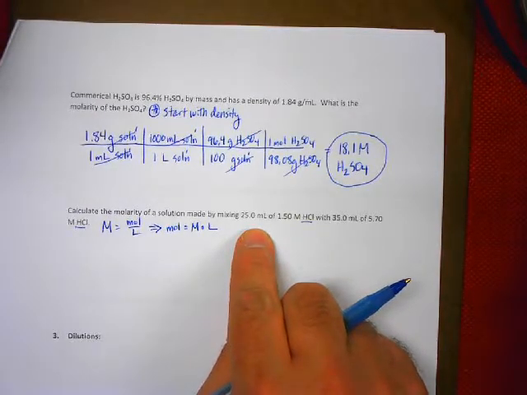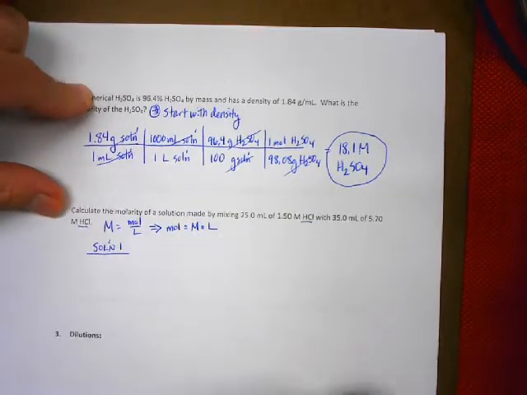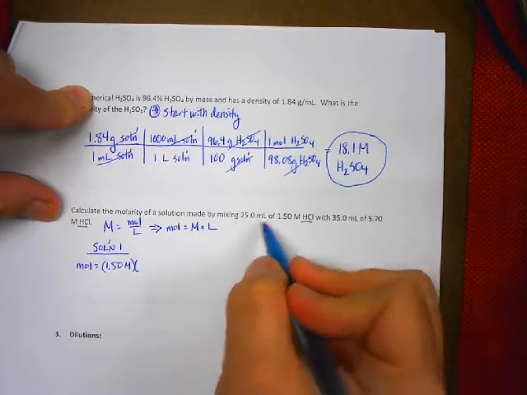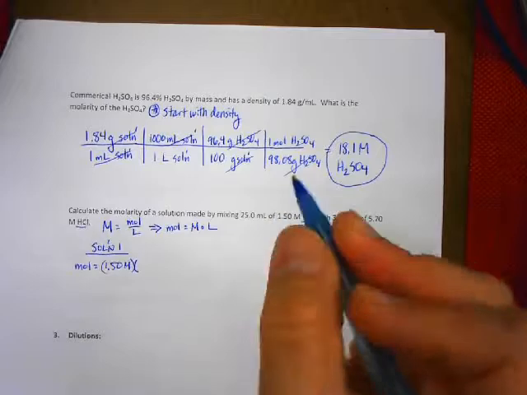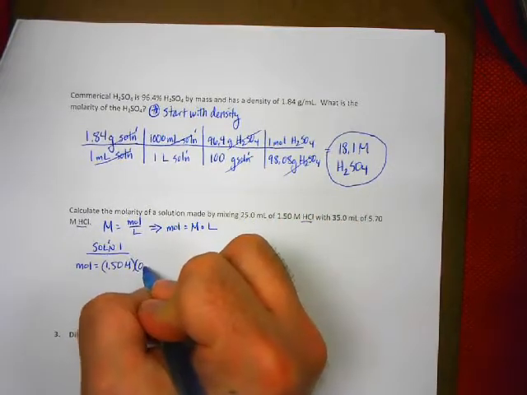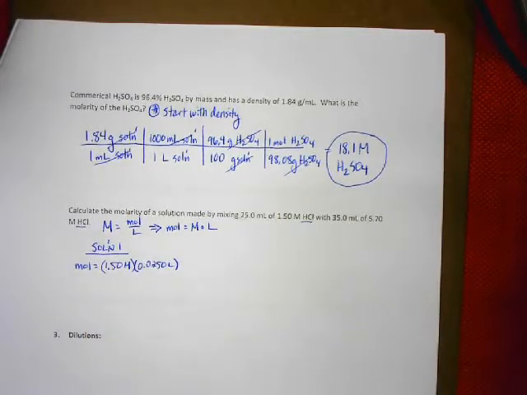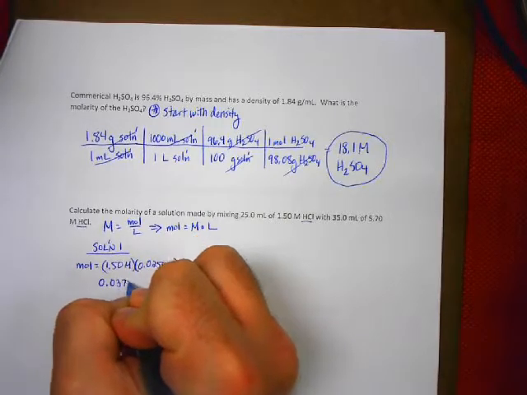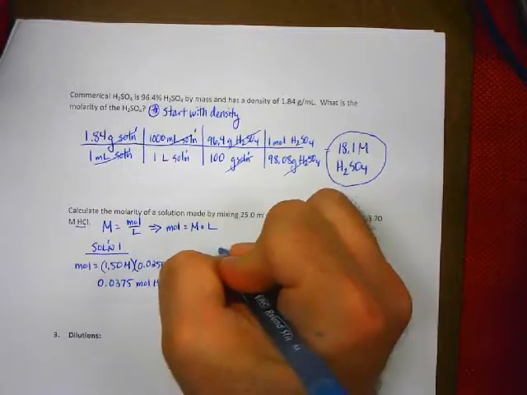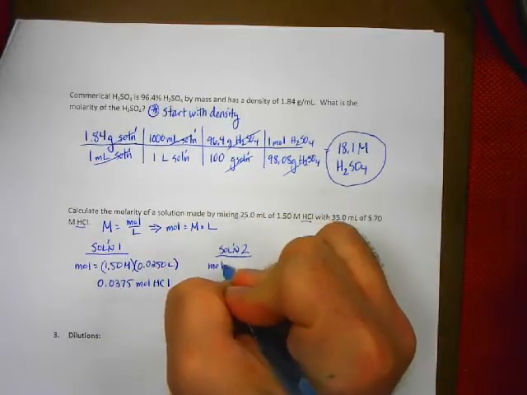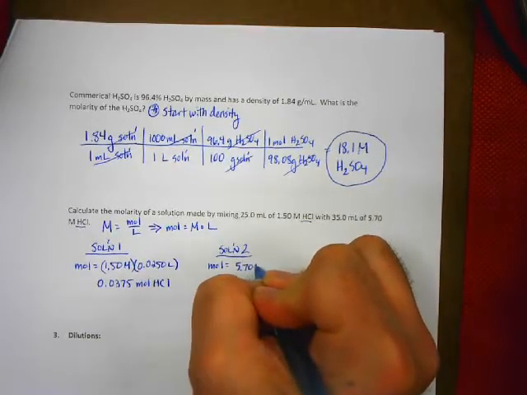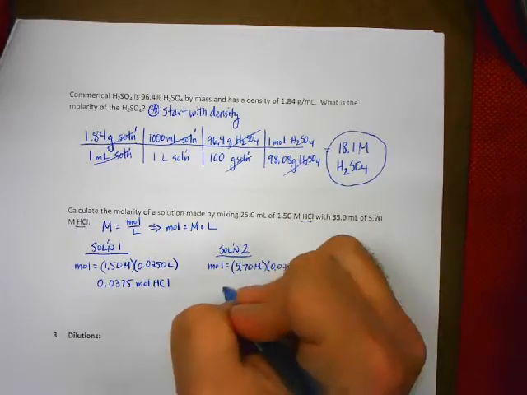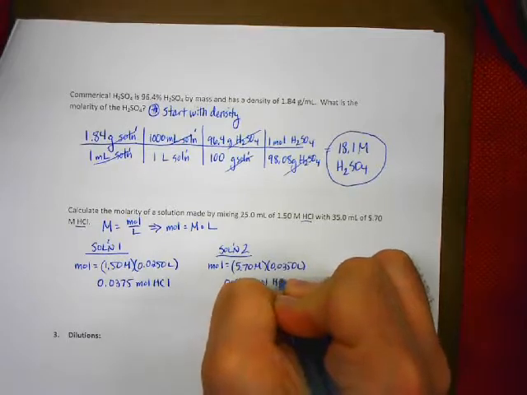Hopefully by now you can do that in your head. So for solution number 1, we're going to take our molarity, 1.50 molar, times our volume in liters. So we have to divide that by 1,000, or move the decimal point over 3 places. So we end up with 0.0250 liters. I'm going to use significant figures in my calculation. So the number of moles we get should be 0.0375 moles of HCl. I'm going to do the same thing for solution 2. I'm going to calculate the number of moles we have. This time we have 5.70 molar HCl, and we have 0.0350 liters of that. When we do the calculation, we get 0.200 moles of HCl.